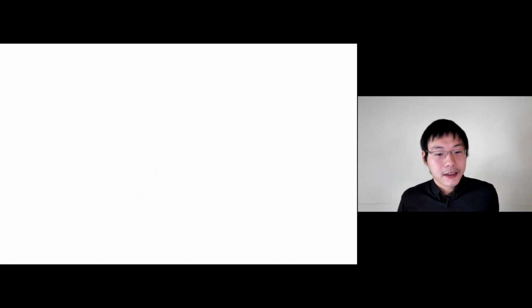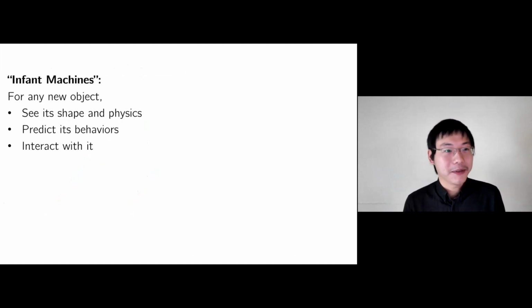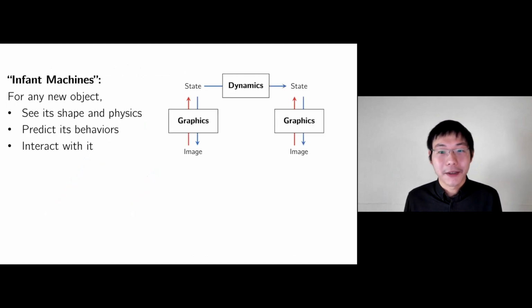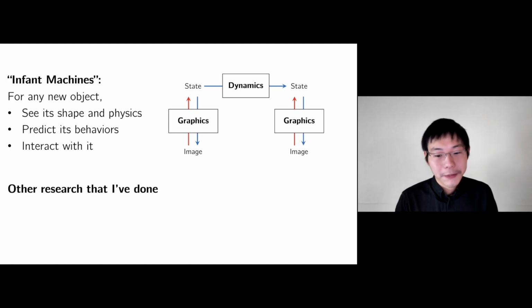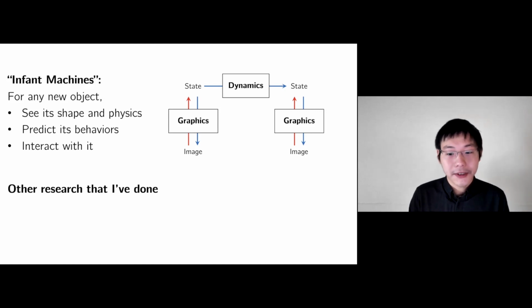Okay, so a quick summary. We've talked about if we want to build inference machines for any objects, including those we've never seen before, how we may build an AI system to see its shape and physics, to predict its behavior, and to interact with the objects, right? Really, much of this is also inspired by human cognition, right? So our idea is to integrate learning with the physical model, the states, and images. And the physical model here, most importantly, are the graphics engines and the dynamics engines. So finally, let me just use a few minutes to quickly summarize the other research I've done.